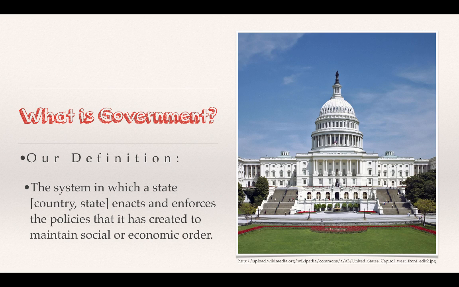Our working definition, since we need one solid definition for government, is the system in which a state, again, country or state or county or city or township, whatever it might be, enacts and enforces the policies it has created to maintain social and economic order. Right? So we want to maintain 2 things, social and economic order. But that's not really the purpose of government unless we make these deep connections today. All right? The system in which a state enacts and enforces the policies that it has created to maintain social and economic order is the definition that we are going to use for our government classes. And it's important that we realize that these are the things that we're going to be doing.